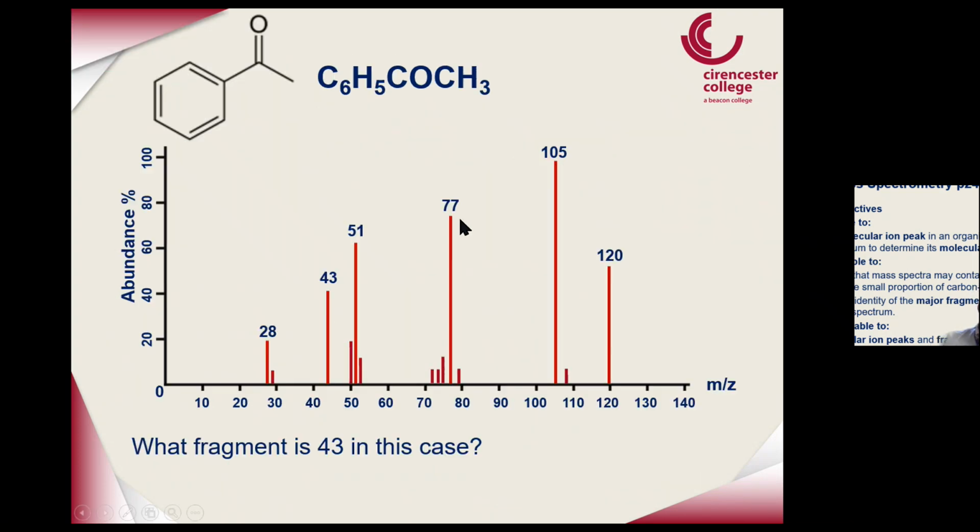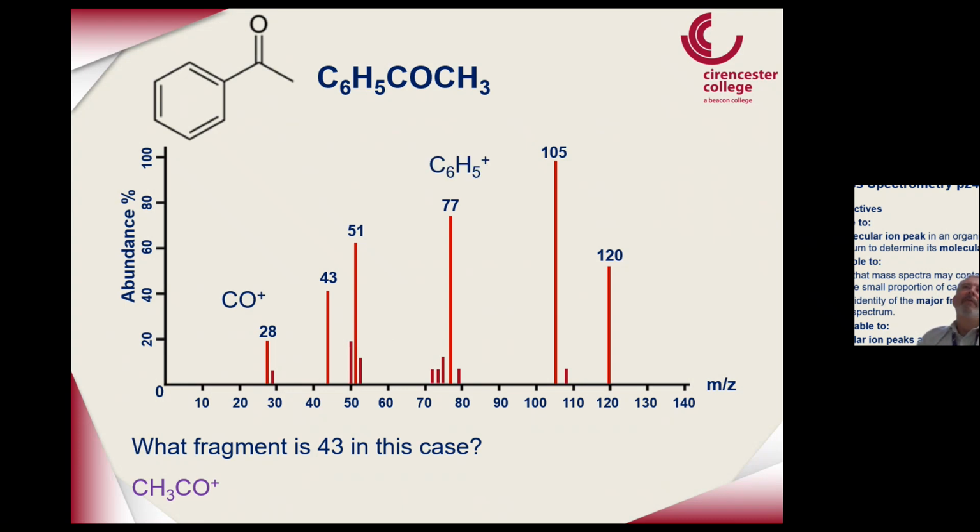So let's have a look at that. This is the compound. We've got this fragment here, where it's broken here and left this positive fragment. That's 77. And the question is, what is fragment 43 in this case? It's not going to be propyl, because remember 43 was propyl. What could it be? It's going to be CH3CO, so it's breaking at this fragment here. If we break it here, either this bit becomes positive or this bit becomes positive.